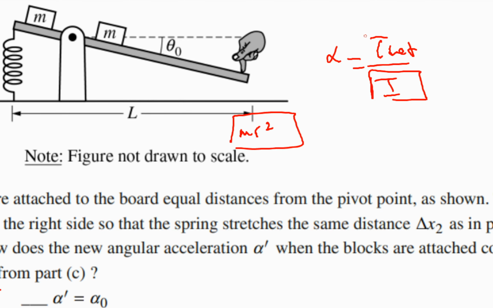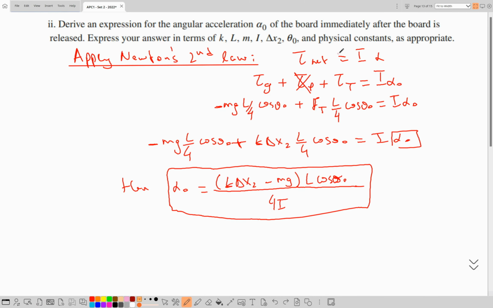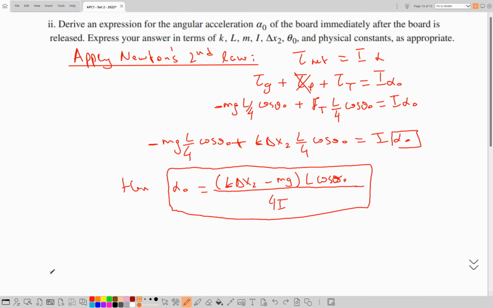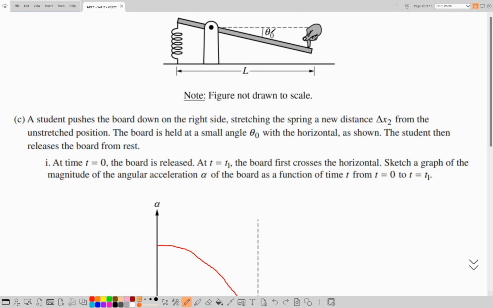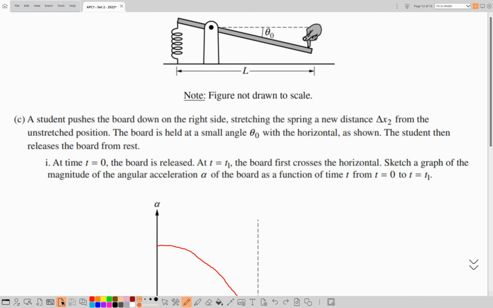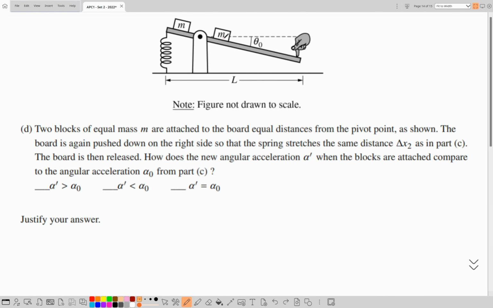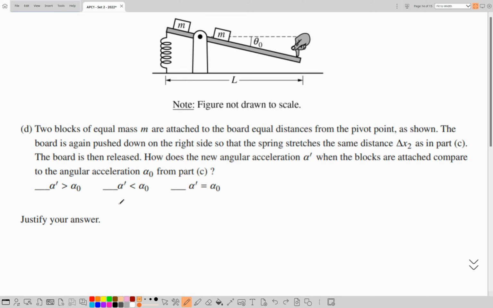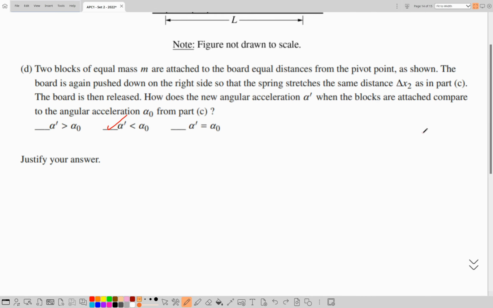For this reason, if you remember, whenever I set up this equation, I ask myself, what does I represent? I is the rotational inertia for the system. And I double check that the only body in this system that has inertia is the board. Now placing these two blocks won't change the net torque, but inertia has been added to the system. Because alpha is inversely proportional to inertia, and inertia has increased, alpha decreases. So in this case, my choice would be alpha prime is less than alpha 0. The new acceleration is less than the previous one.